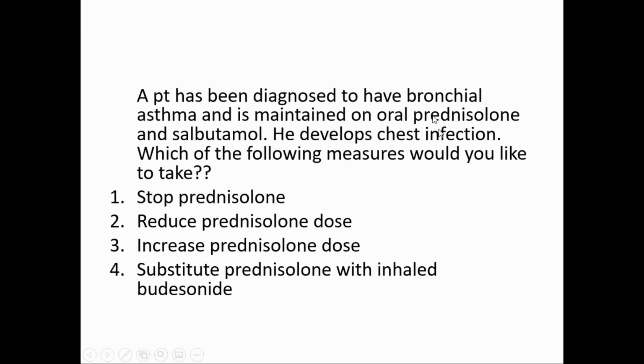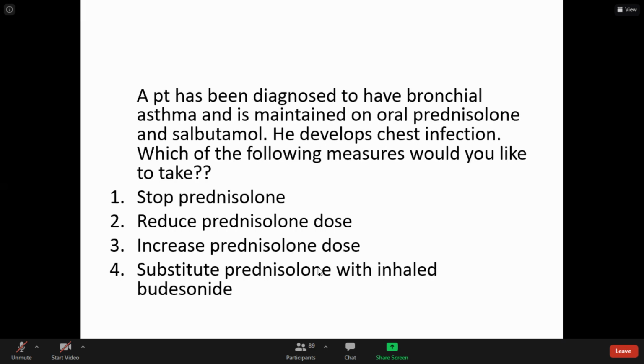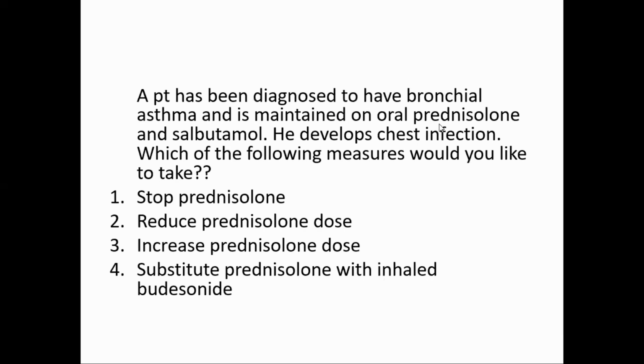So continuing with the MCQ, a patient has been diagnosed to have bronchial asthma and is maintained on oral prednisolone and salbutamol. Prednisolone is a corticosteroid, and salbutamol is a beta-2 agonist, which is a bronchodilator, which you have already read in your respiratory section. He develops a chest infection while being treated for bronchial asthma. Which of the following measures would you like to take? Option 1 is stop prednisolone, reduce prednisolone dose, increase prednisolone dose, or substitute prednisolone with inhaled budesonide.